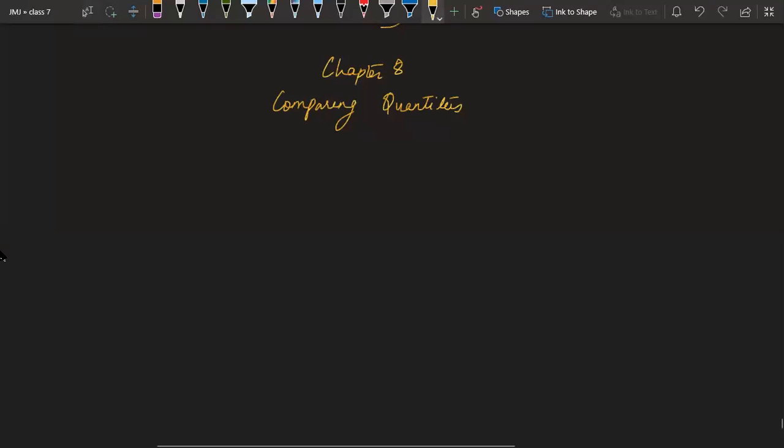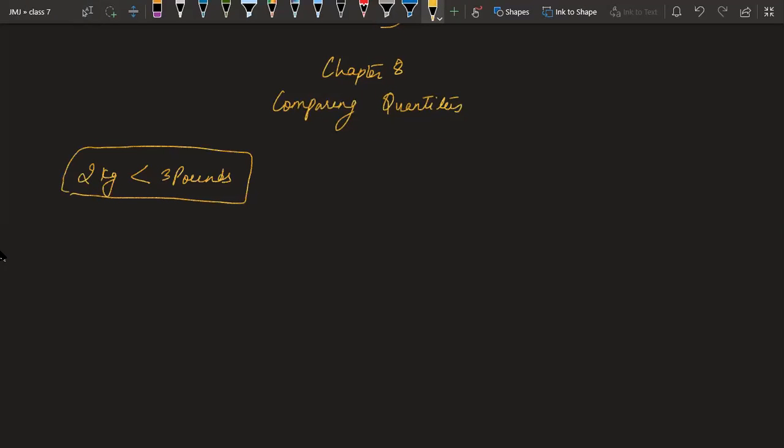Let's for example, if I say 2 kg is less than 3 pounds, can we say this thing? Please tell. Can we say this that 2 kg is less than 3 pounds? We cannot even compare them.